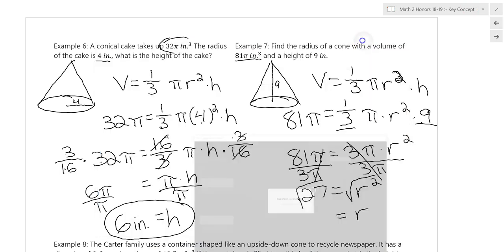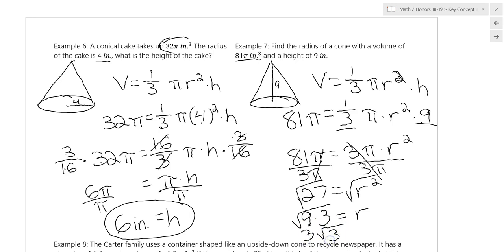So we like to break it up. What is a perfect square that goes into 27? I know 9 goes into 27, and it's 9 times 3. Then I just take the square root of these separately. I can take the square root of 9. The square root of 9 is 3. I cannot take the square root of 3.